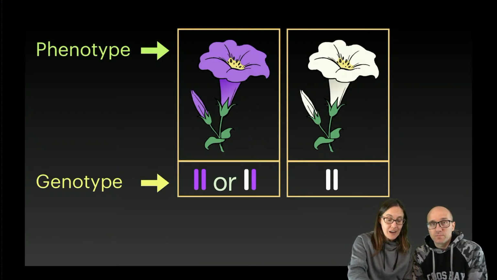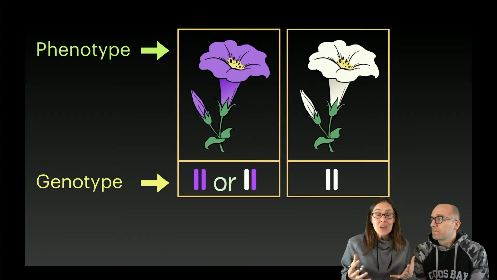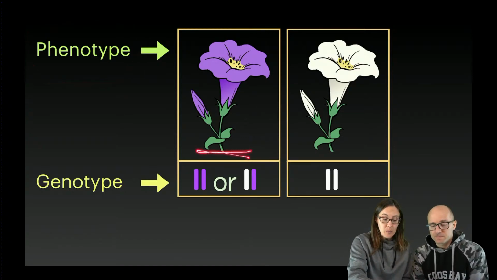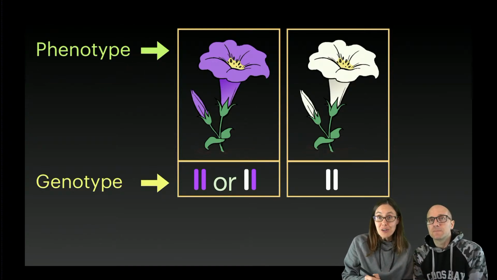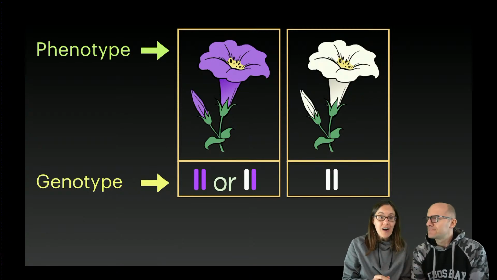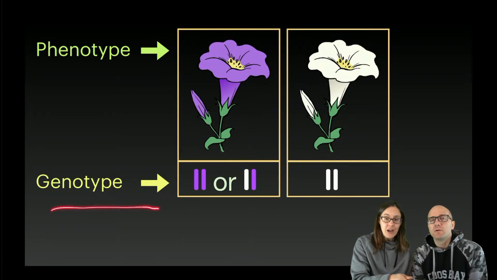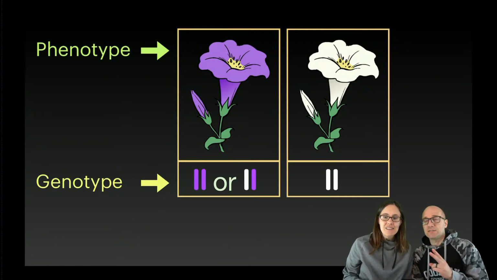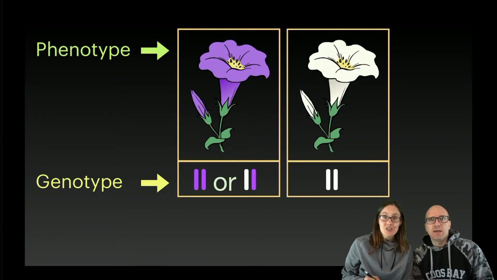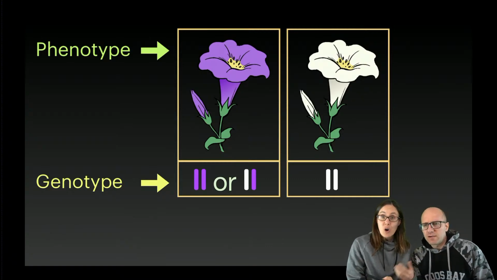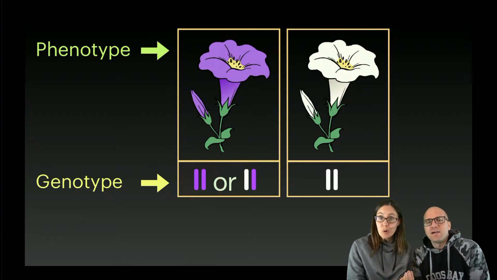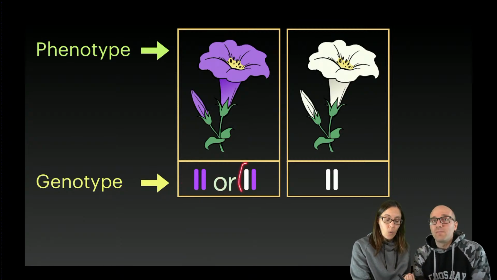So when we're talking about organisms, we can talk about the phenotype. That's what we see. So these flowers are purple and these are white. That's the phenotype. But we can also talk about the genotype. There's always two alleles. And for the purple flowers, the genotype can be either two copies of the purple allele or a white copy and a purple copy.